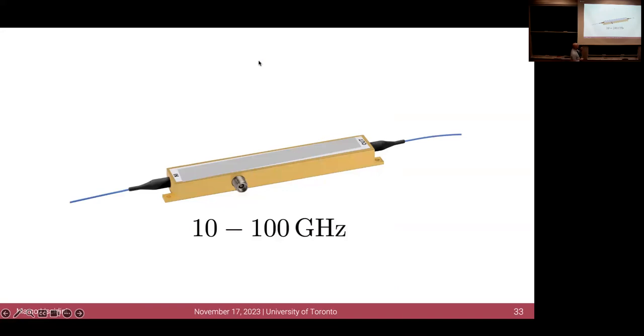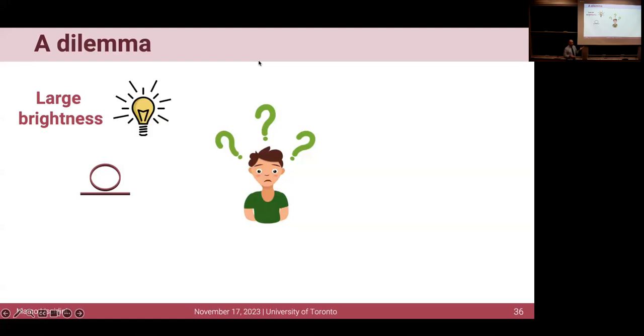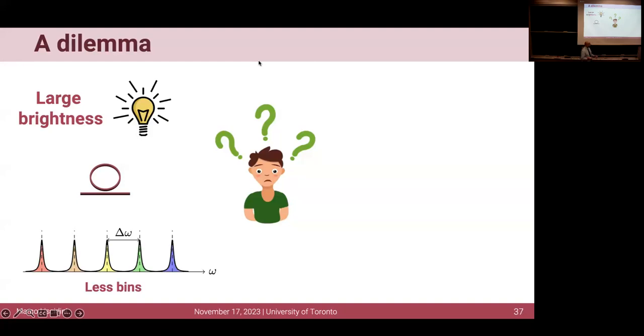Okay? Why the electro-optical modulator? Because I now have a dilemma if I want to generate useful frequency bins. On one hand, I want a very tiny ring, because if the ring is tiny, I have very large brightness. But the problem is that the free spectral range, the distance between the bins, is inversely proportional to the radius. So as I shrink my ring, I will have fewer bins, depending on the bandwidth. So I cannot go too much smaller with the ring, otherwise the distance will grow to more than hundreds of gigahertz.